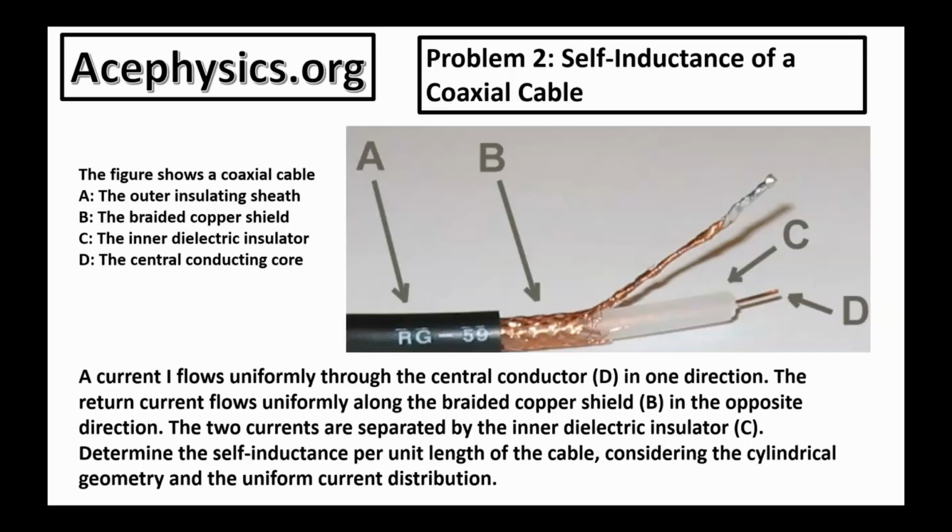Problem 2 explores the self-inductance of a coaxial cable. A coaxial cable is a type of electrical cable that consists of 4 key components arranged concentrically. Current flows through the central conducting core and then back out through the braided copper shields. That's the path current takes to make a full loop when it travels in a coaxial cable.